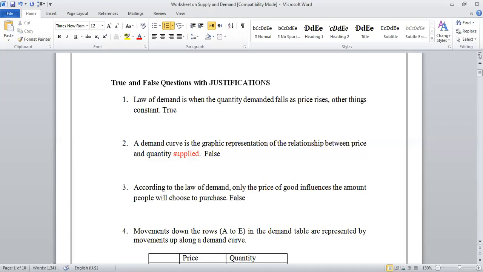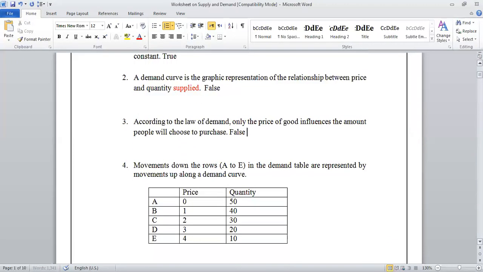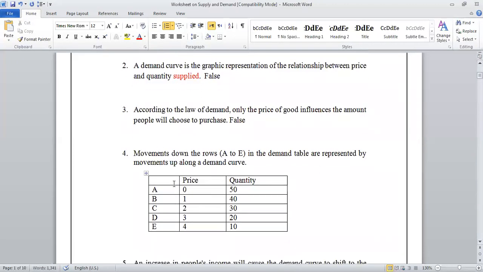Okay, next. Number four. Movements down the rows from A to E on your demand curve are represented by movements along the demand curve. So you have these points A, B, C, D, you have the price and you have the quantity. So as the price increases, your quantity demanded will decrease. Is this a shift or a movement? This is basically a movement. So yes, this is true.